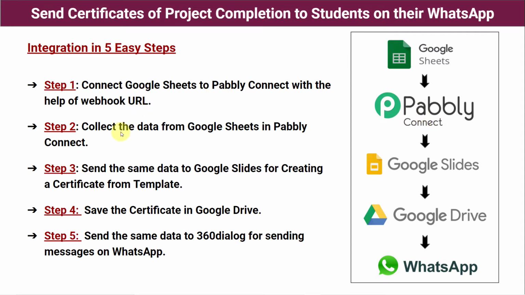In the second step, we have to collect the data from Google Sheets in Pabbly Connect. Now as our Google Sheets are connected with Pabbly Connect, we have to capture the data from our Google Sheets into Pabbly Connect. So it will automatically collect the data from our Google Sheets into Pabbly Connect. In the third step, send the same data to Google Slides for creating a certificate from template. As I've told you, I have already created a template in my Google Slides.